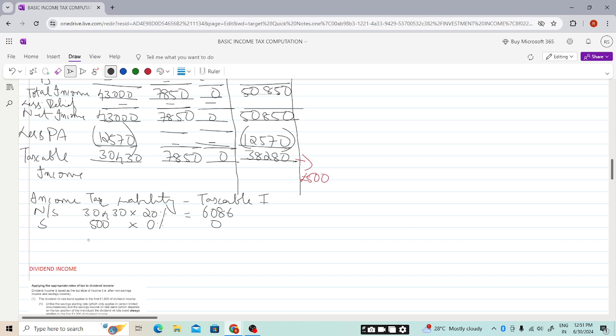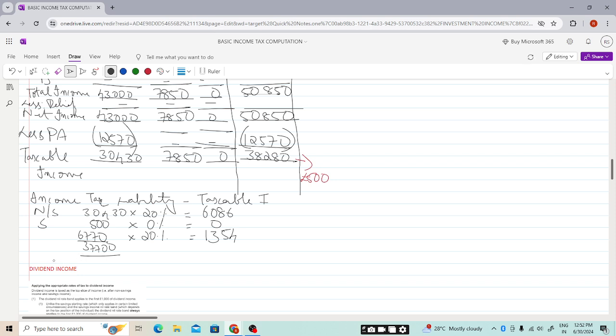So then 37,700 is our limit. How much limit is left still? 37,700 minus 30,430 minus 500. So 6,770 into 20% as the saving income is falling within the basic rate limit. So this will give rise to a tax of 1,354.